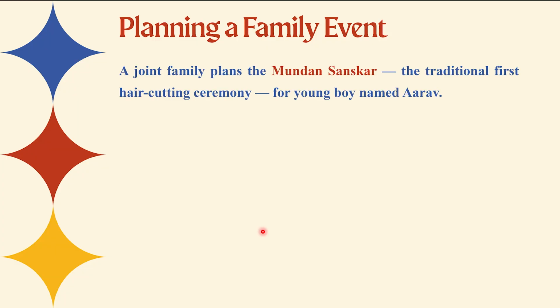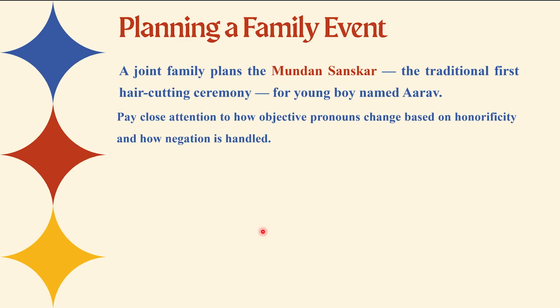So, in this conversation we are going to talk about a family event. In this family event, a joint family is planning for the Mundan Sanskar, which is the traditional first hair cutting ceremony of a young boy named Arab. While you listen to this conversation, pay close attention to how objective pronouns change based on honorability and how negation is handled. In this conversation, we have the following characters.